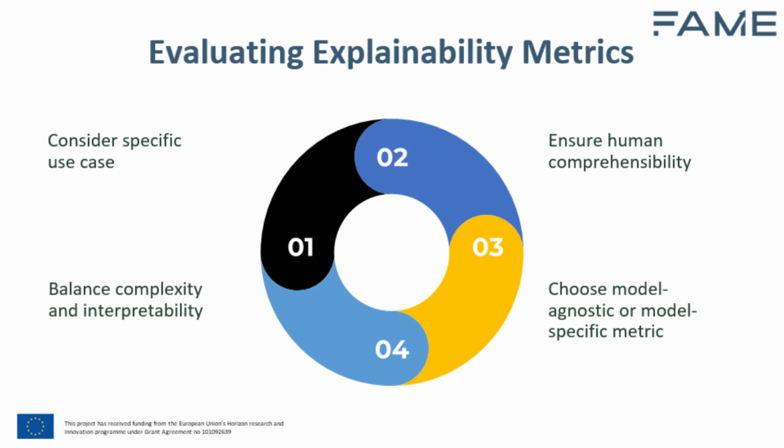Model agnostic against model specific. Decide whether a model agnostic or model specific metric is more appropriate based on the characteristics of your model. Complexity against interpretability trade-off. Some metrics may provide simpler explanations at the cost of losing predictive accuracy. Consider the trade-off between complexity and interpretability.